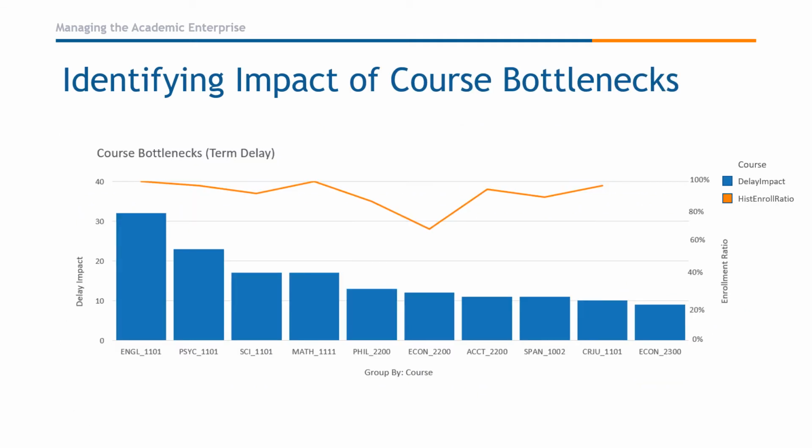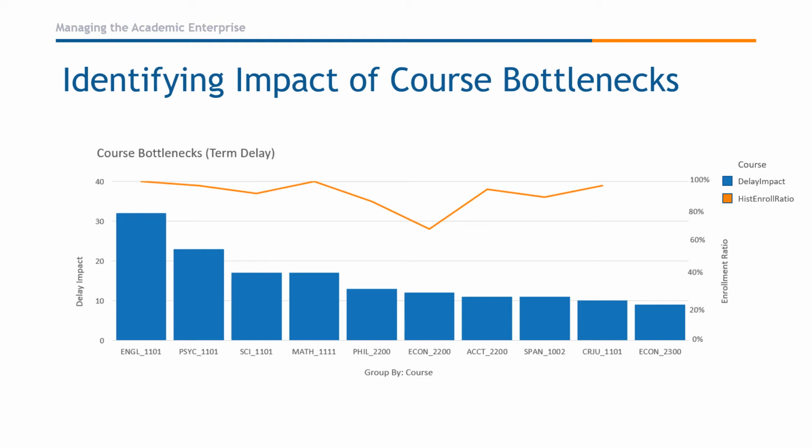On this slide, you can see how course access can impact pathway progression. On the y-axis, you can see a metric that combines the number of students that need the course and how many terms a course is delayed on average. On the x-axis, you can see the top courses that exhibit delays. In this example, English 1101 is required by all students at this institution. So even a small delay can have a big impact on the students. The orange line is the historical fill rate of the sections of the course, or the enrollment ratio. For English 1101, you can see that this enrollment ratio is always right at 100%, indicating that the course is full. In this situation, the institution should consider offering more sections or seats of English 1101 to alleviate this course bottleneck.